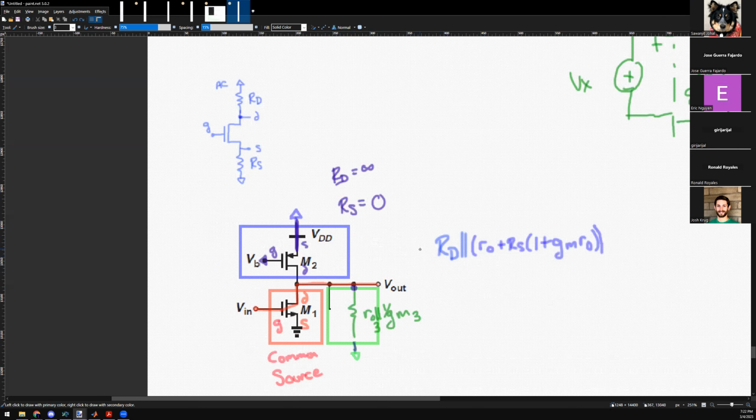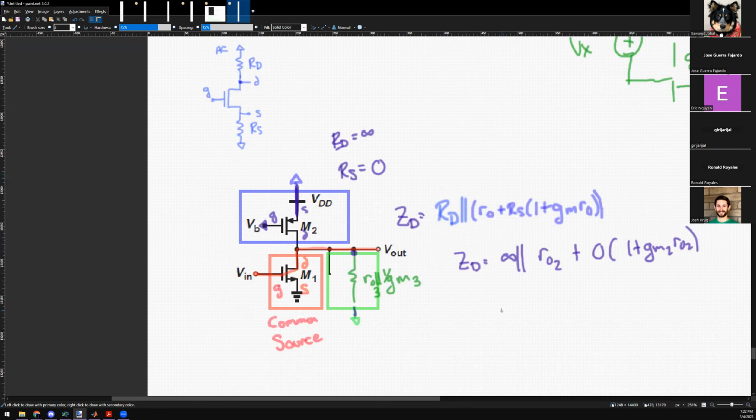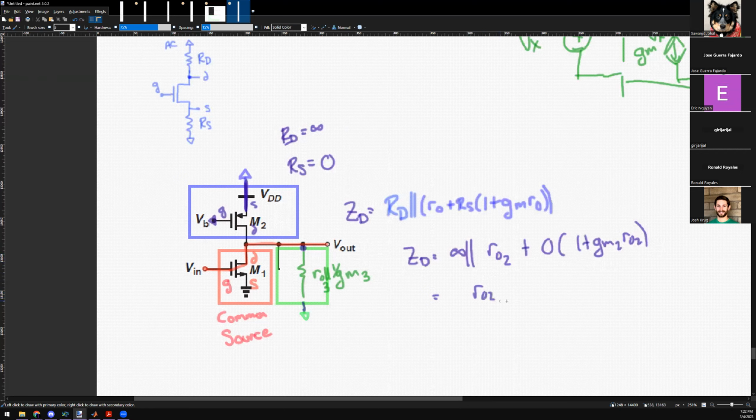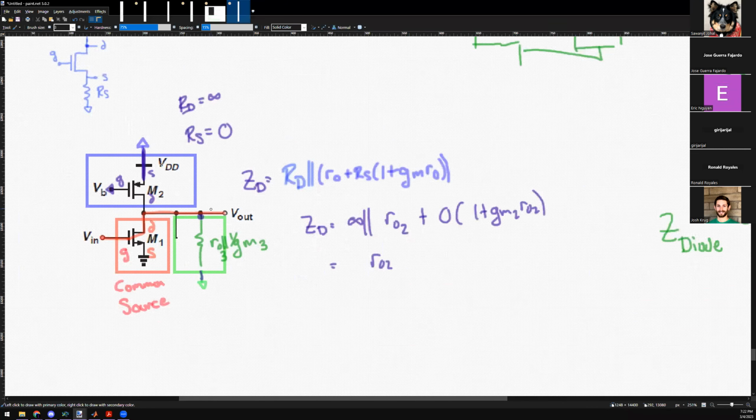So what's the ZD for this guy? ZD is equal to infinity in parallel with R naught 2 plus R_S, which is equal to 0, times 1 plus gm2 R naught 2. So what does this simplify down to? R naught 2. Good. Let's prove it.